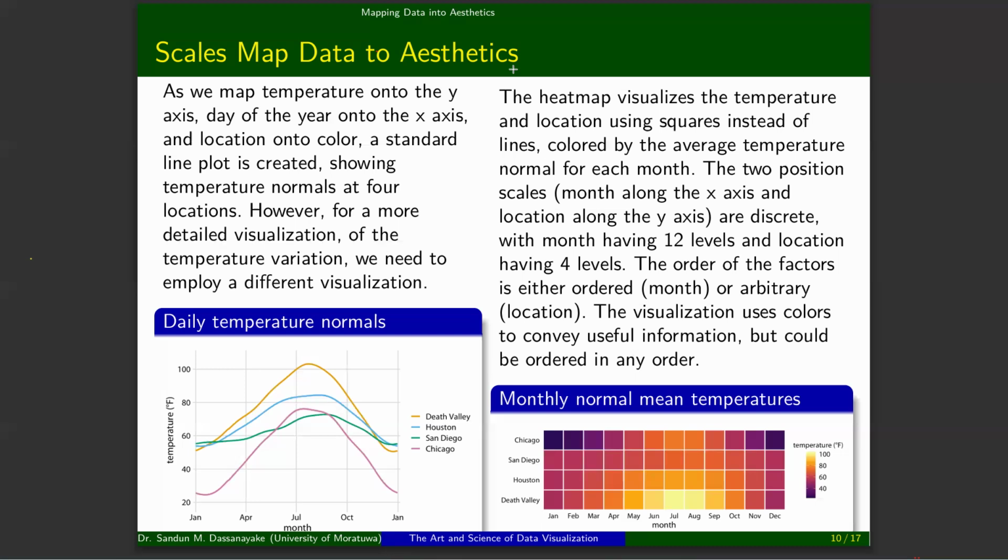Okay, so basically, if you look at the daily temperature normals, you can see Death Valley, Houston, San Diego, and Chicago. You have 4 locations. In this particular visualization, the aesthetic is the color, and the scale is the name of the place or the station location. So the color indicates the location; the location is mapped by the color.